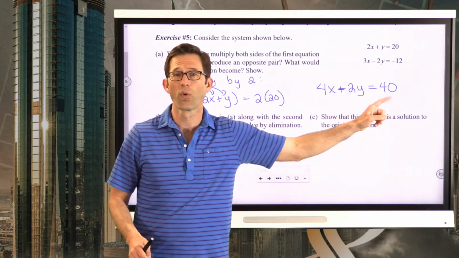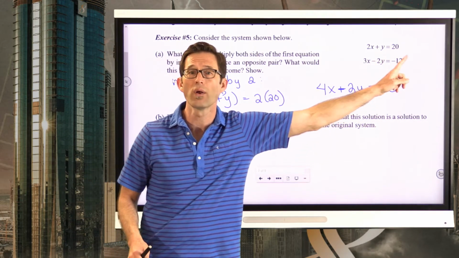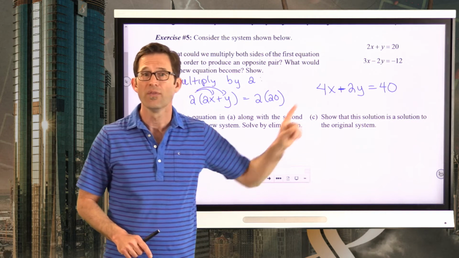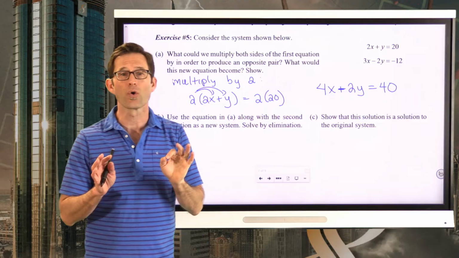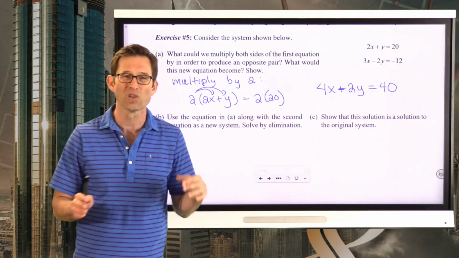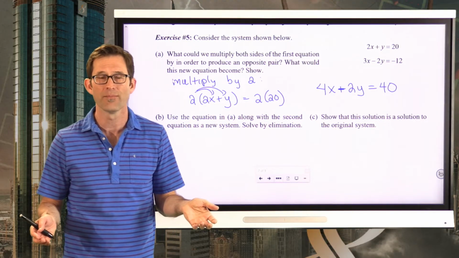The great thing about the multiplicative property of equality is it's basically saying, 4x plus 2y equals 40 is the same as 2x plus 1y equals 20. These two equations, that top one and this one, really are equivalent equations. They just look a little different.